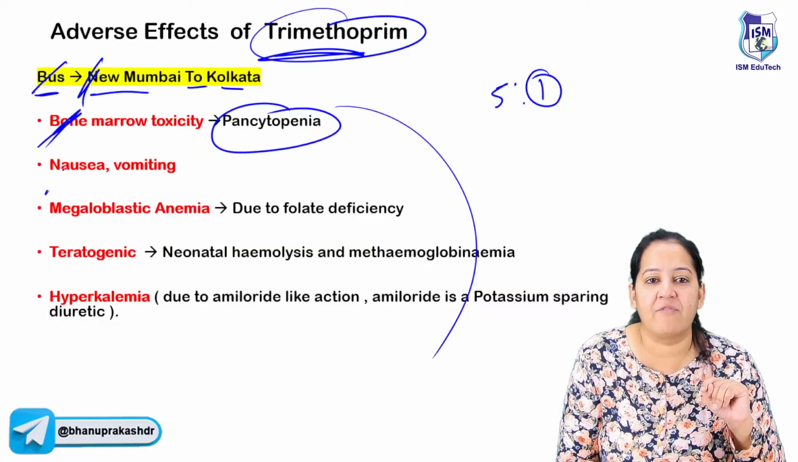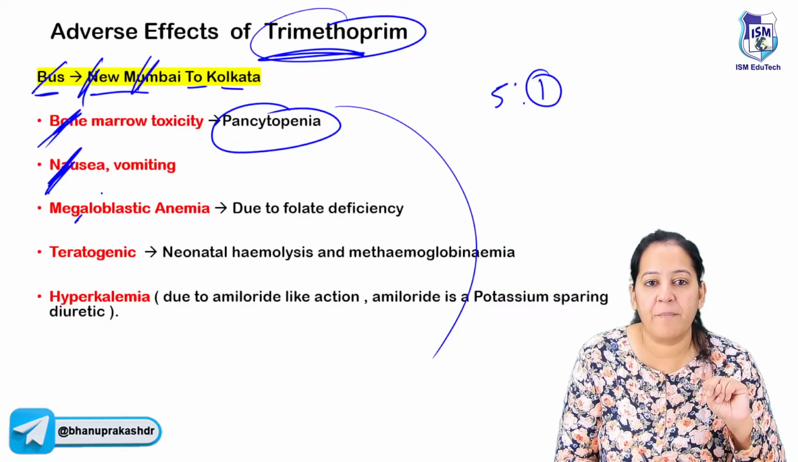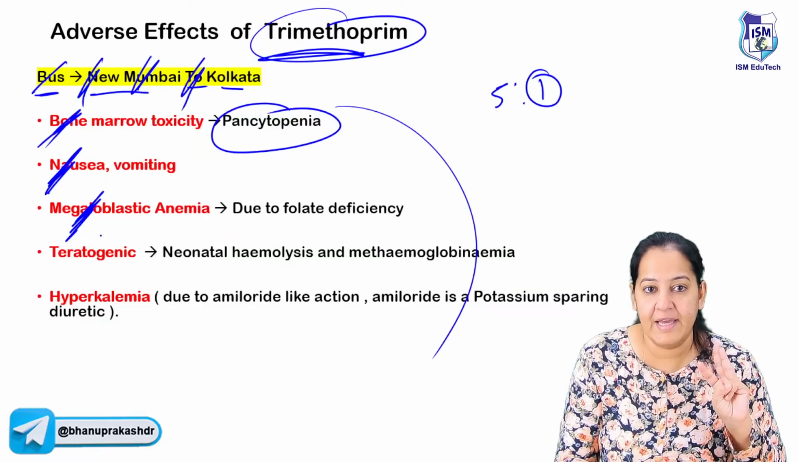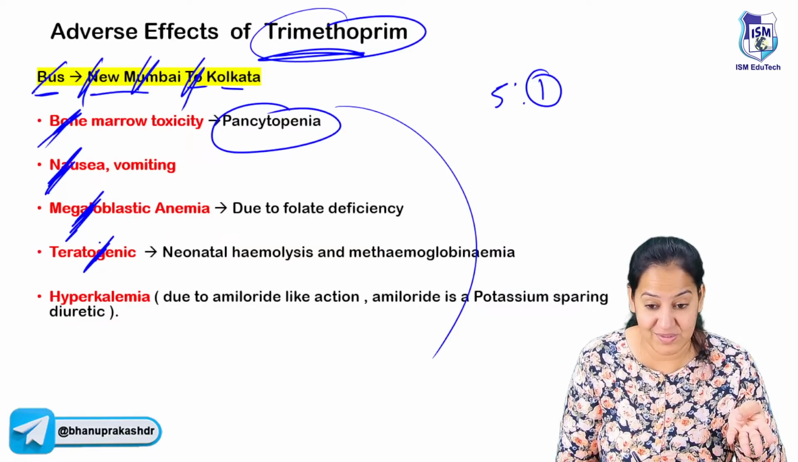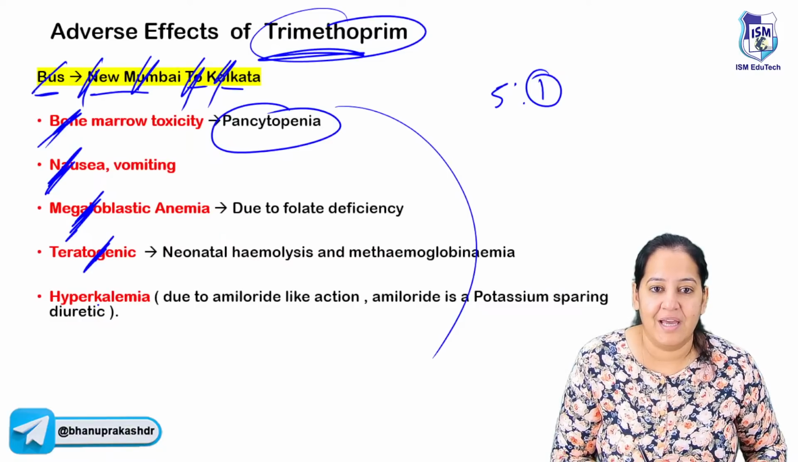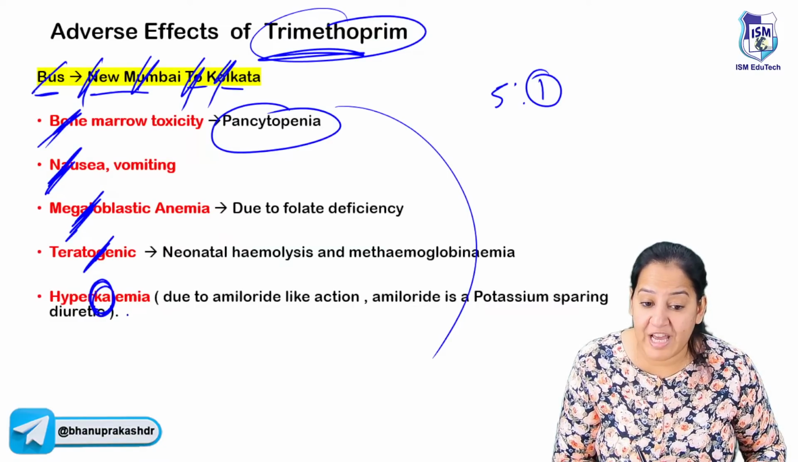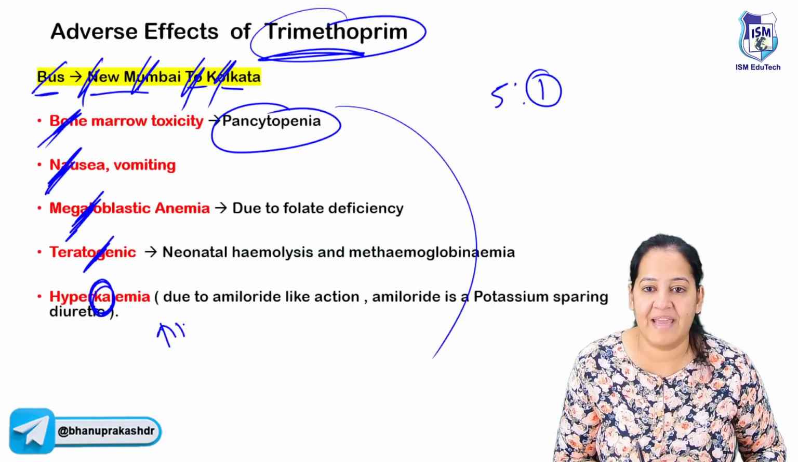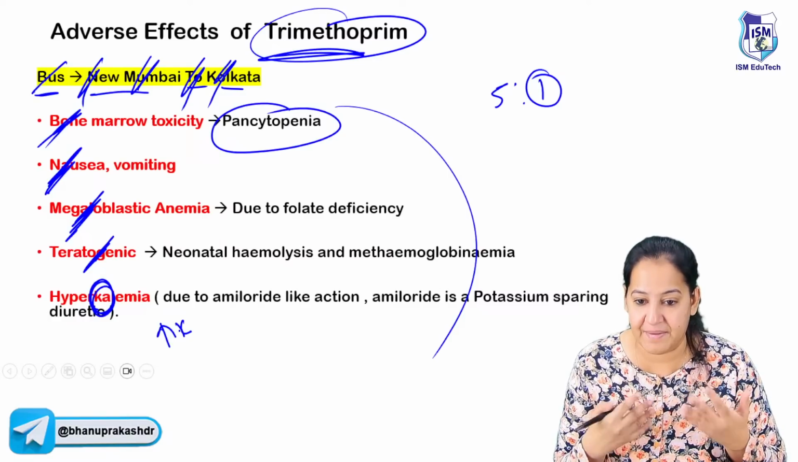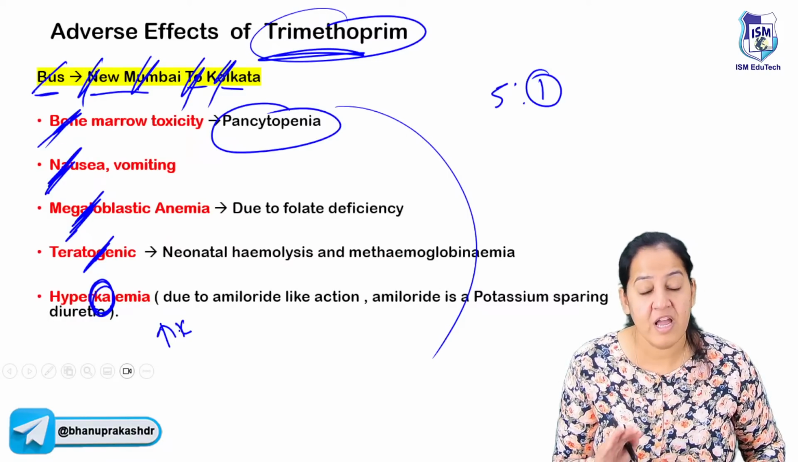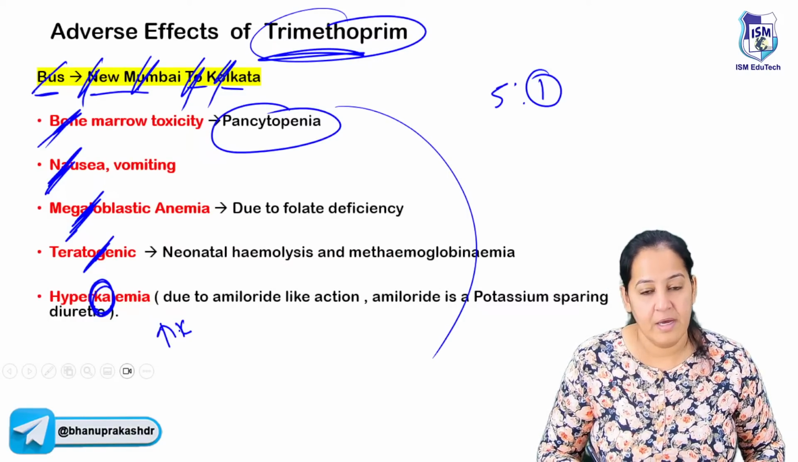N for nausea and vomiting. M for megaloblastic anemia. T is for teratogenic. There are many drugs which are teratogenic. And K is the K of kalemia, potassium. It is increasing the potassium. It's causing hyperkalemia. It increases the potassium concentration in the blood, which can lead to arrhythmias. Okay, so this is the mnemonic.